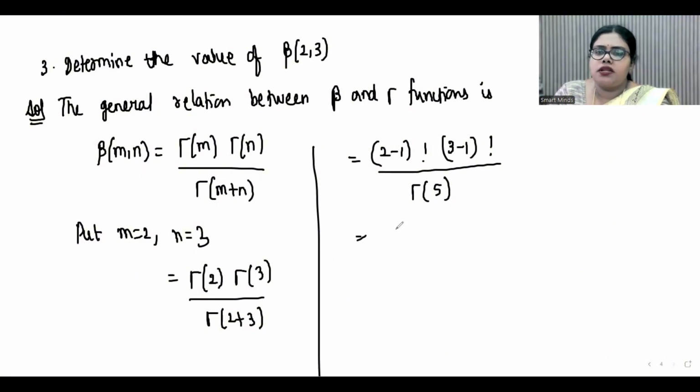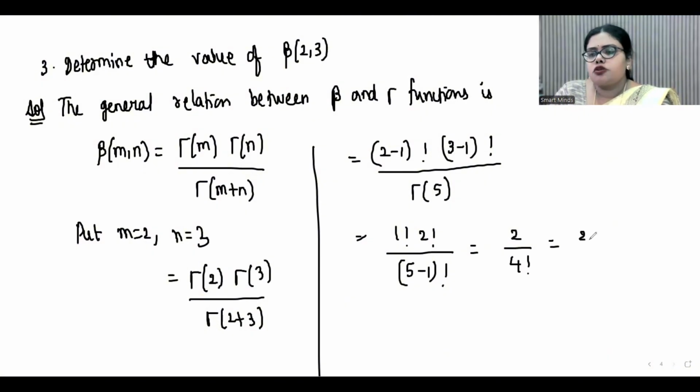Now 2 minus 1 is 1 factorial. This is 2 factorial by gamma of 5, which is 5 minus 1 factorial. So that is 2 factorial, which is 2, by 4 factorial. So 2 by 4 factorial, which is 24. How do we find 4 factorial? 4 into 3 into 2 into 1. 2 ones are 2, 12s. That is 1 by 12. 1 by 12 is the answer for beta 2 comma 3.